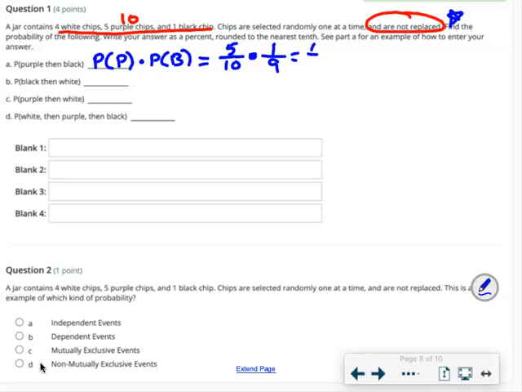So we could simplify the 5/10 to 1/2. So we have 1/2 times 1/9, or 1/18. That would be a simplified fraction, but we want nearest tenth of a percent, so that would be 5.6%.